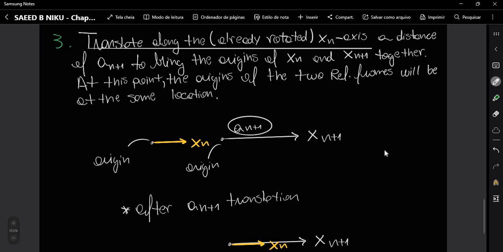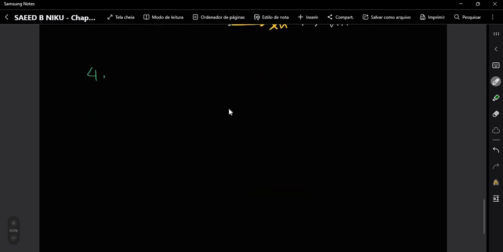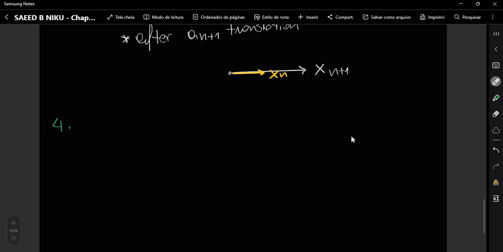Bring the origins of xn and xn plus 1 together. At this point, the origins of the two reference frames will be at the same location. Okay, perfect. Now the fourth and last motion that we need to do in order to accomplish our goal, which is transform from one reference frame to the next.